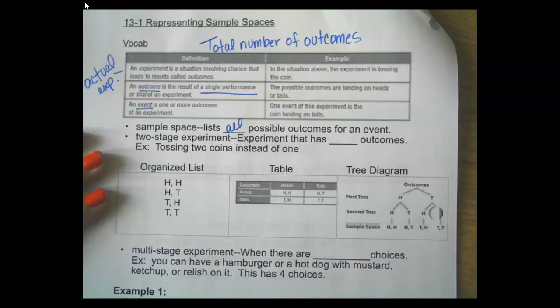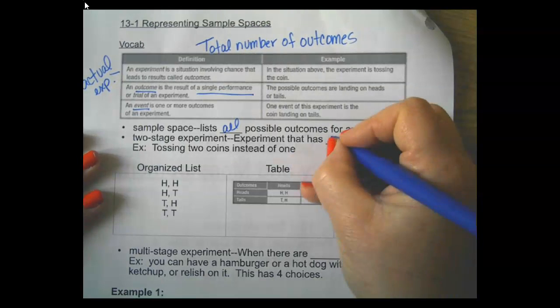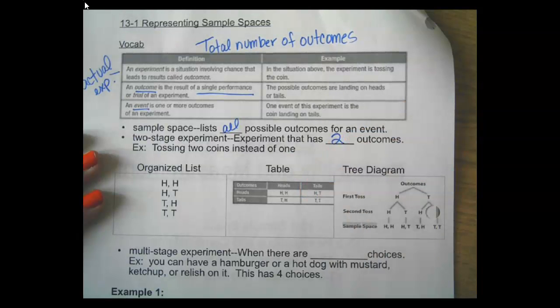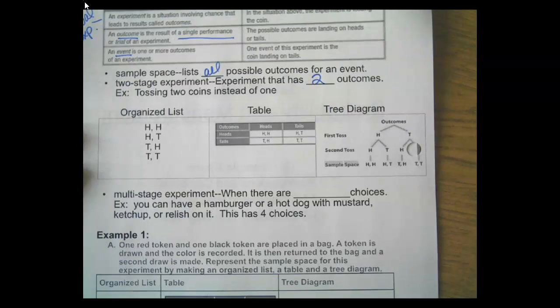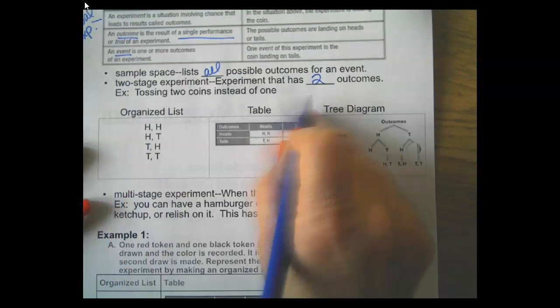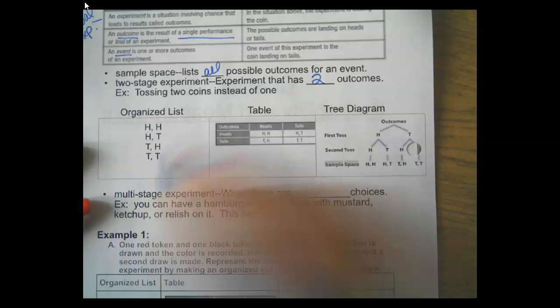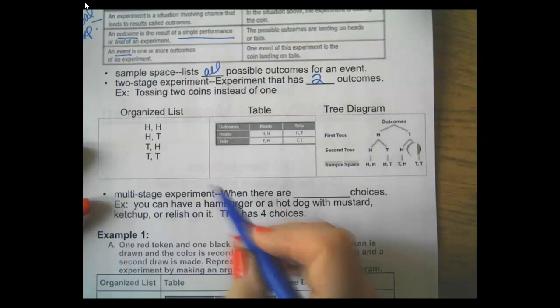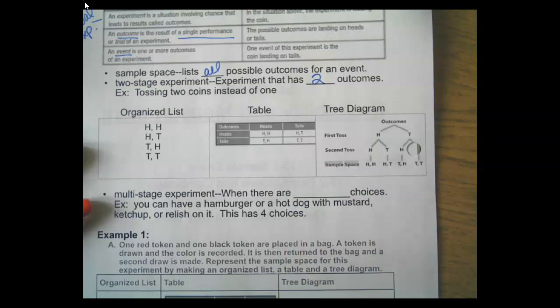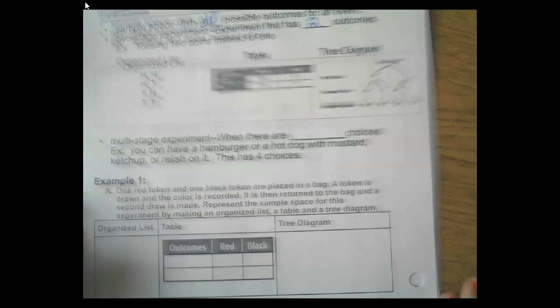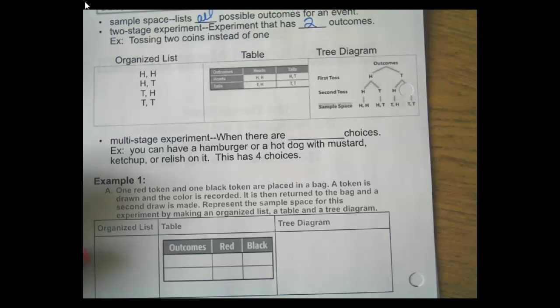A 2-stage experiment is an experiment that has at least 2 outcomes, like tossing 2 coins instead of 1. And then there's different ways that you can show it. Here's a nice organized list based on tossing of 2 coins. So heads, heads, heads, tails, tails, heads, tails, tails. You can list it in an organized list, a table, or what's called a tree diagram. A multi-stage is where there are multiple choices.